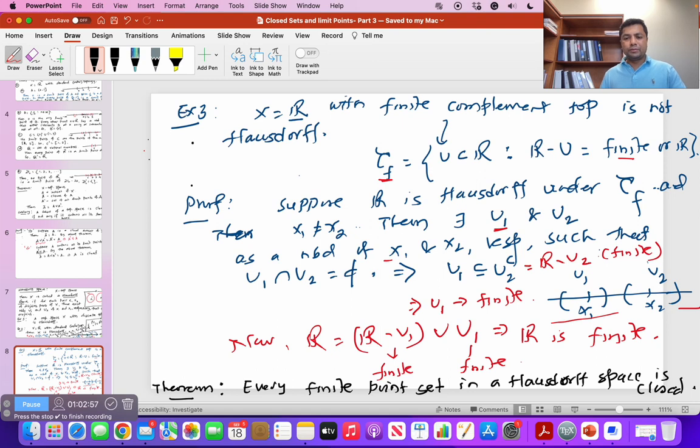Again, I'm not going to give the proof of this statement, but if you are interested in the proof, you can take a look in Munkres' book.